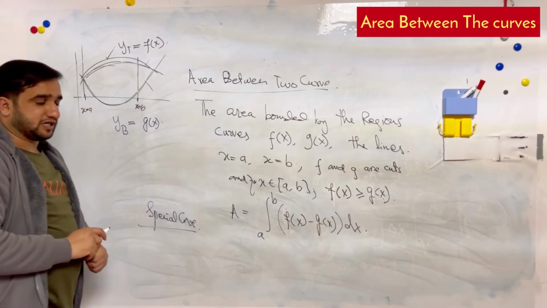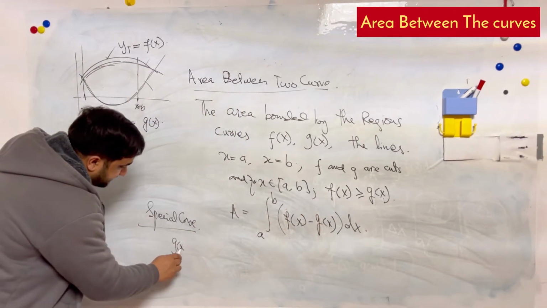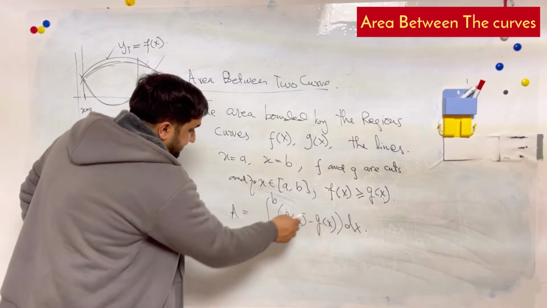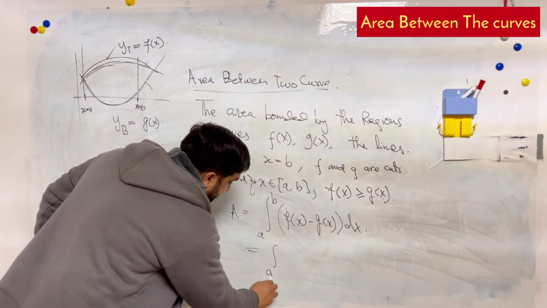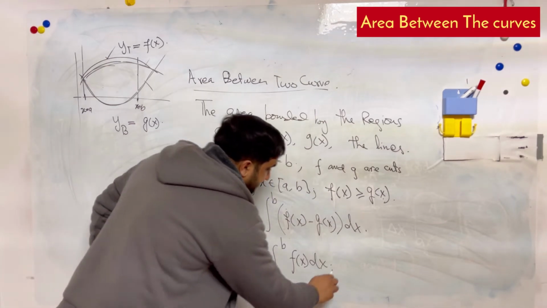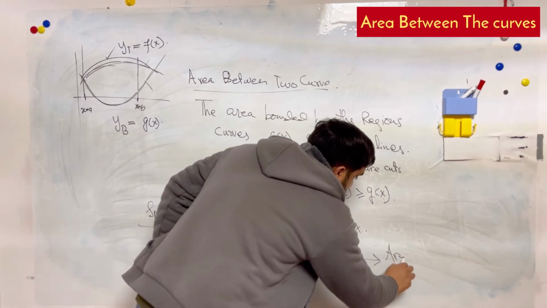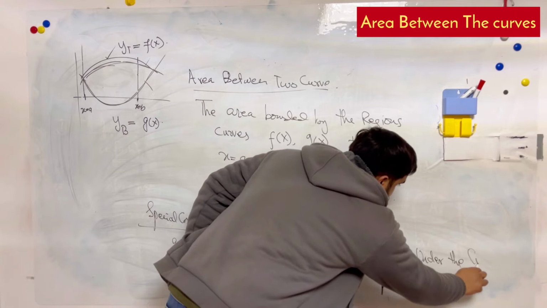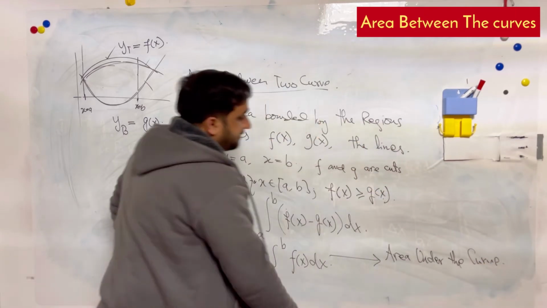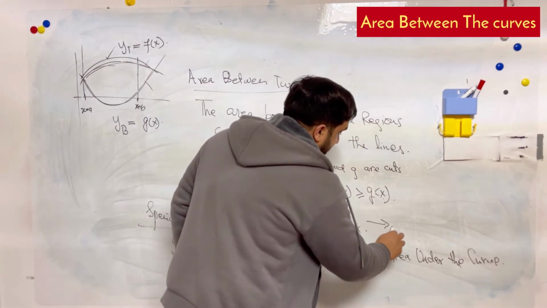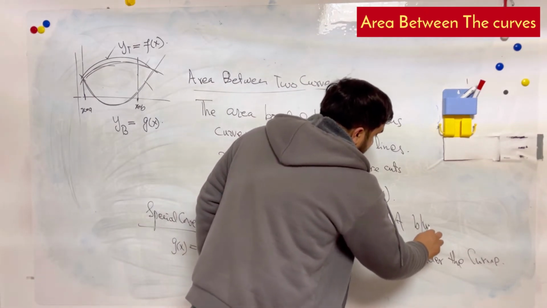If in this formula g of x is 0, a constant function, then you can replace it by 0 and it becomes integral a to b f of x dx, and this is exactly the area under the curve, right? This formula is for the area between the curves.